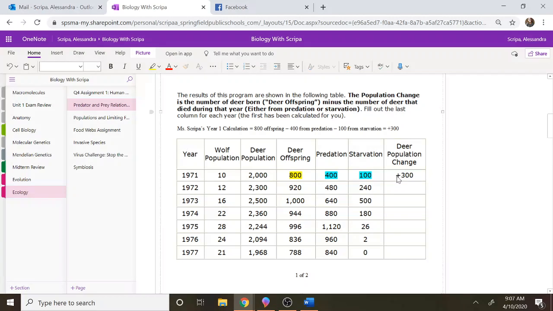Keep in mind this might be a negative number sometimes, and that is okay. So even if you get a negative number, that doesn't mean that you did anything wrong. That just means that your deer population is decreasing instead of increasing. So just keep that in mind. I have plus 300 here just to show that sometimes it could be a minus sign. All right, so you're just taking this column minus the predation column minus the starvation column. I think that you guys will be able to figure that out pretty easily.